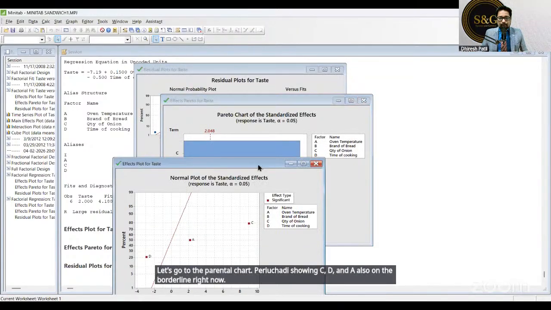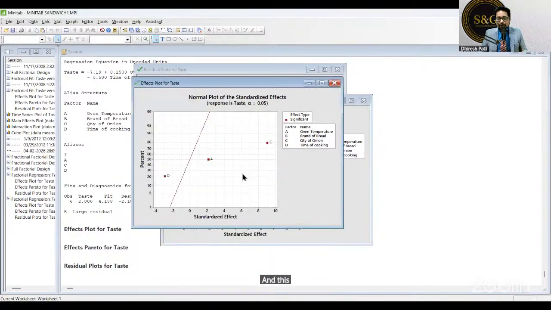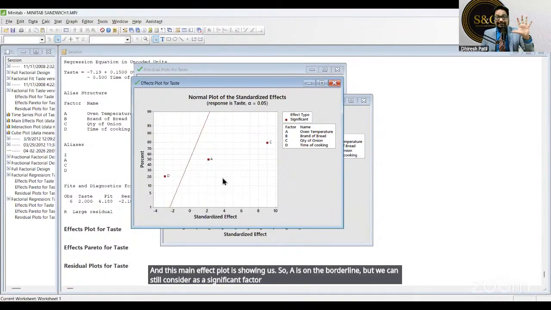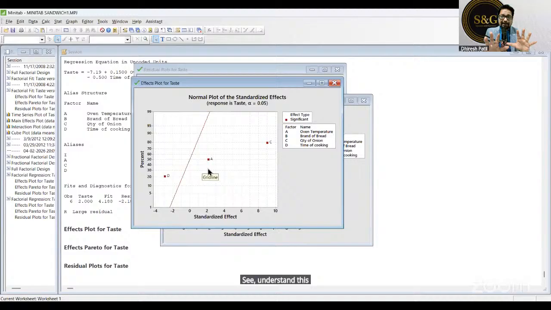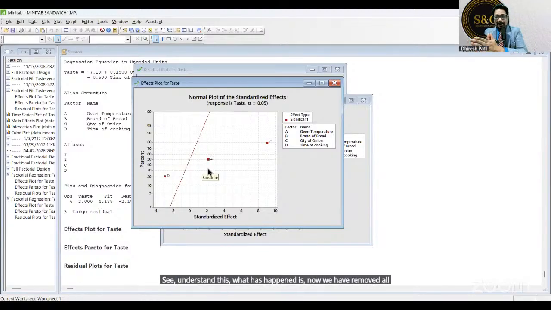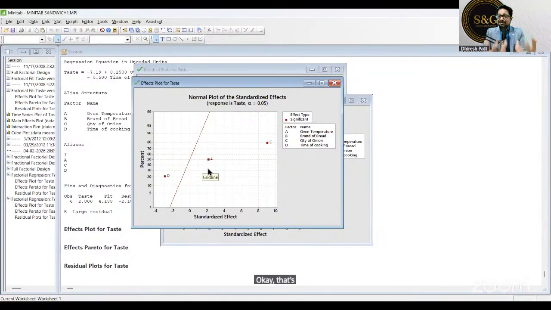And this main effect plot is showing yes. So A is on the borderline, but we can still consider it a significant factor, because now understand this. What has happened is that we have removed all the remaining part. That's why A has become significant now. Out of these three, A is also significant.